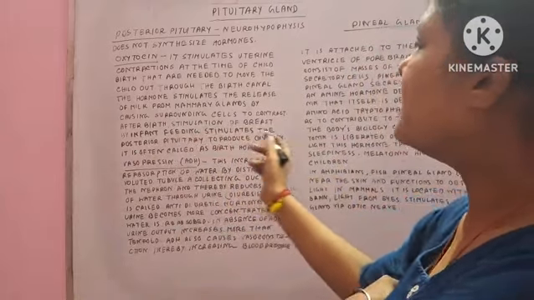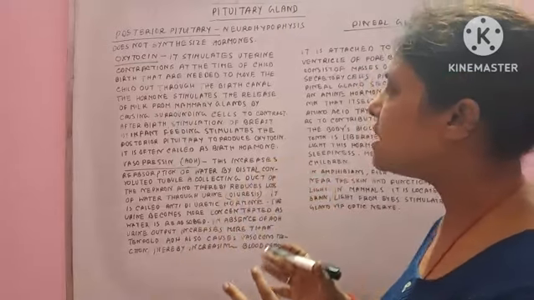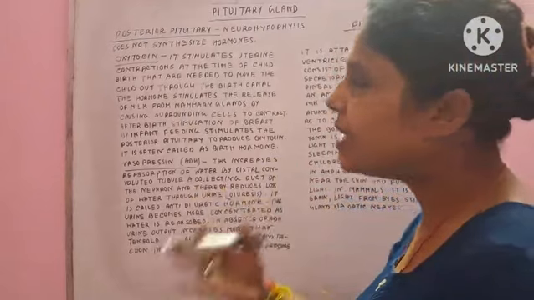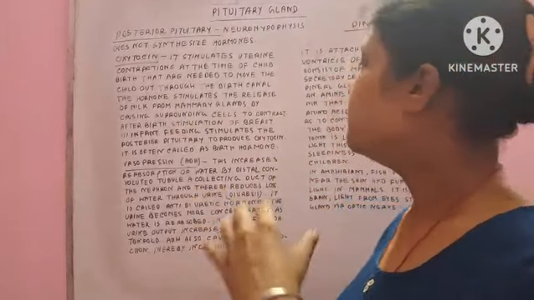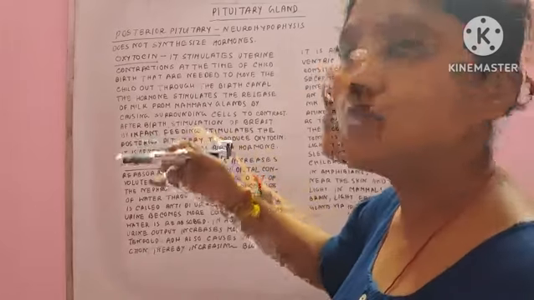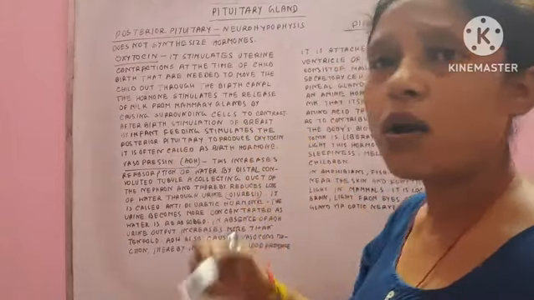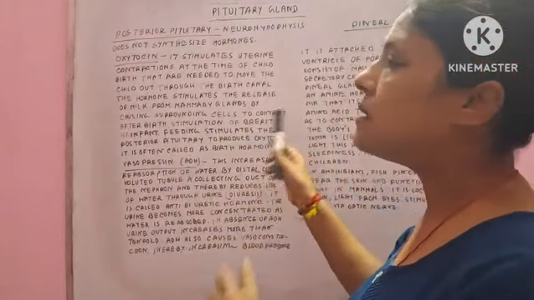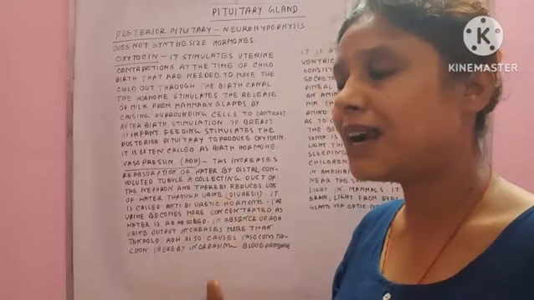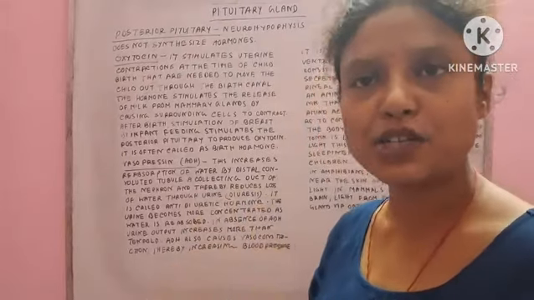So when the posterior pituitary becomes stimulated by the infant feeding or suckling of the infants, this creates a stimulation, and this stimulation releases the oxytocin hormone. When the oxytocin hormone is present in the blood, it helps in milk production. In that way, it helps in the lactation process.